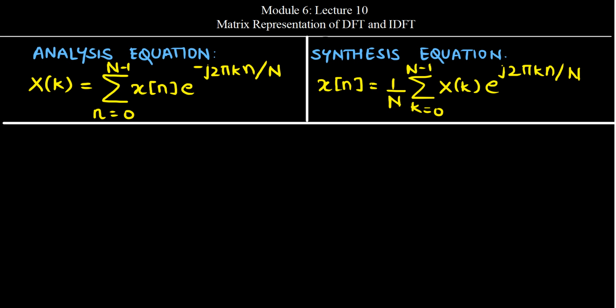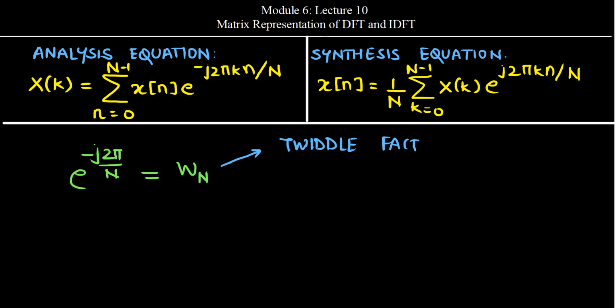Now in this lecture, let us try to represent these two equations, that is analysis and synthesis equation, in matrix form. So before that, we will consider this term here, e to the power minus j 2 pi by N, and we will represent it as W_N, and this W_N is known as the Twiddle factor, and it is basically the Nth root of unity.